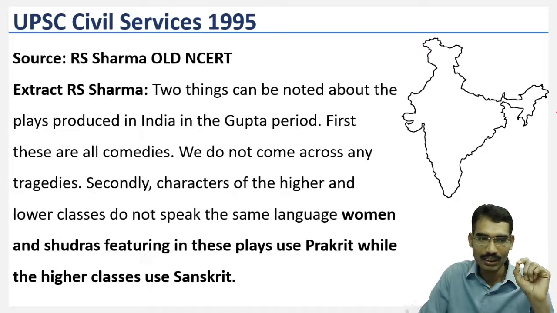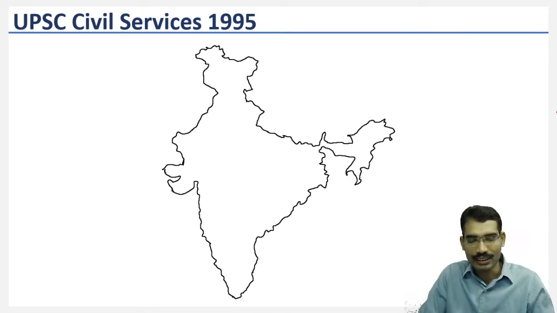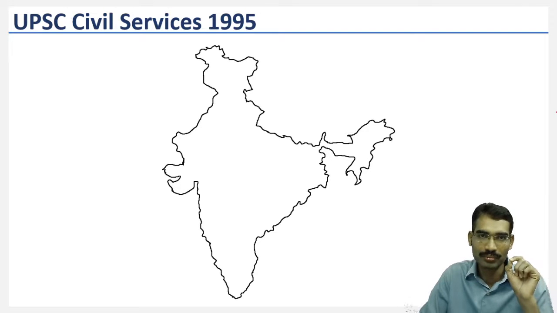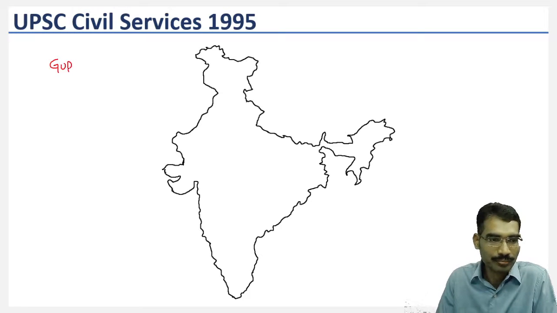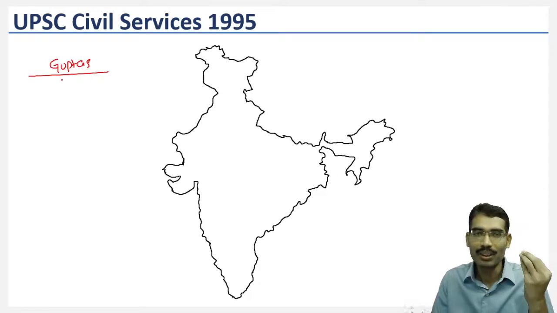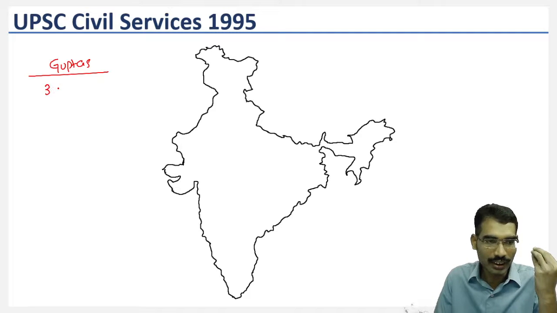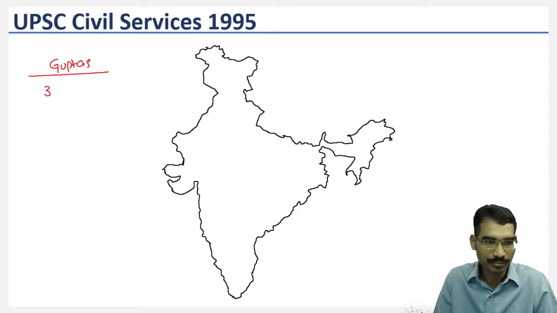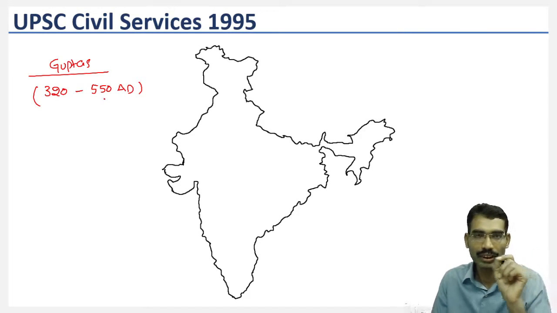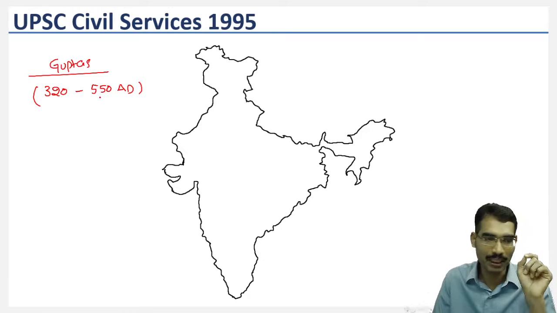Now here we will see this question is there in RS Sharma itself. This is the extract from old NCERT RS Sharma. Let us see about the evolution of language in the Gupta time period. What is the time period of Gupta? Generally 319 or 320 is regarded as the starting of the Gupta era, until 550 AD. From 320 AD to 550 AD is regarded as the Gupta time period.